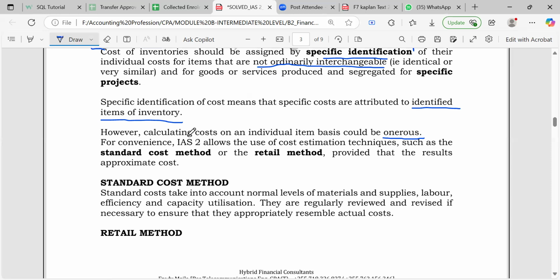So that's why you say, for convenience. And this is what is done: IAS 2 allows the use of cost estimation techniques such as the standard cost method or the retail method, provided that they approximate cost. This is what we expect. We expect that if we base on the standard cost method or the retail method, we're going to get the approximate cost.